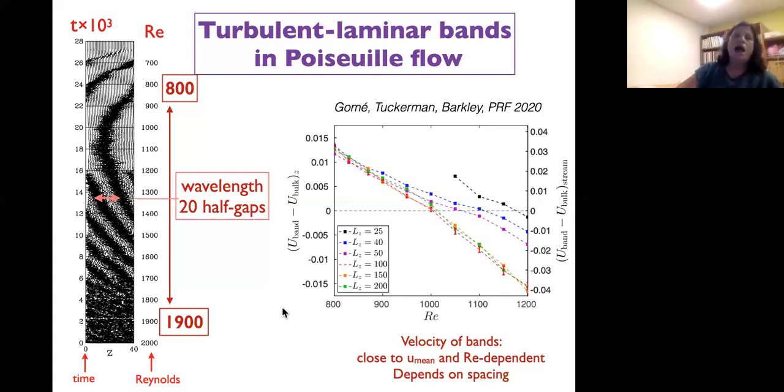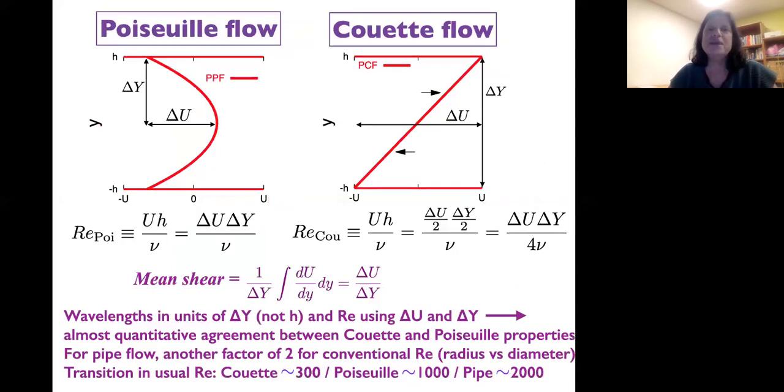Yeah, thank you very much. I will ask you to see also these Reynolds numbers. We're no longer in the 300, 400 range. We're in 800 and 1900. And we're also seeing wavelengths that are 20 and not 40. Why are they different? Well, that turns out to be trivial. It just has to do with the definition of the Reynolds number and of the length scales.